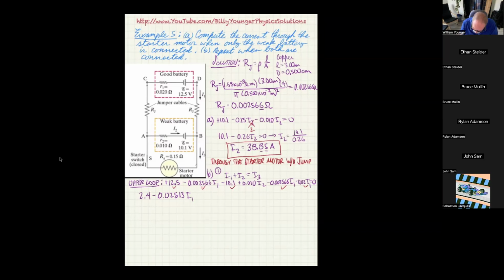Now all I have left is the positive 0.010 I2 equals zero. So we're going to call that equation two. Now I'm going to do the same thing with the outer loop. So let's say outer loop.